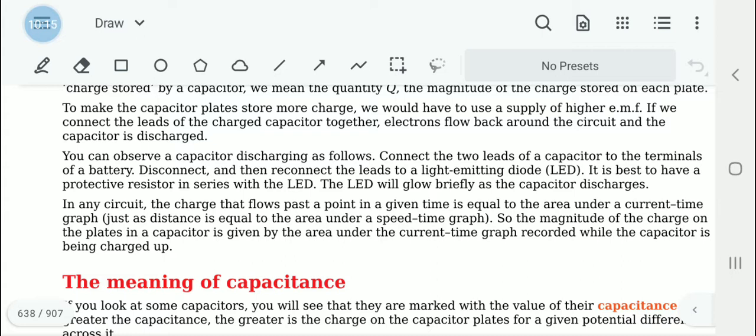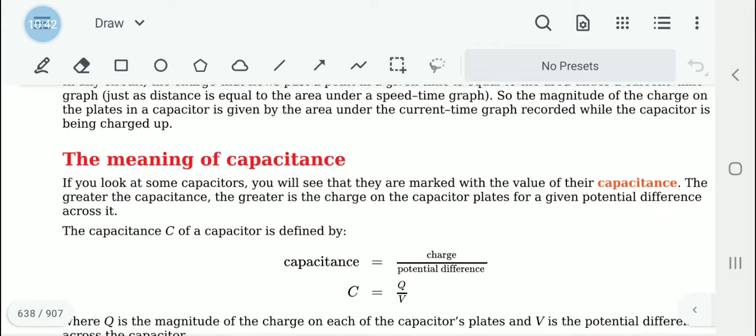So that means the charge that is going to be stored on the plates of a capacitor can be found by drawing the current-time graph and then taking the area under it. Right? So that is another factor that you need to remember.